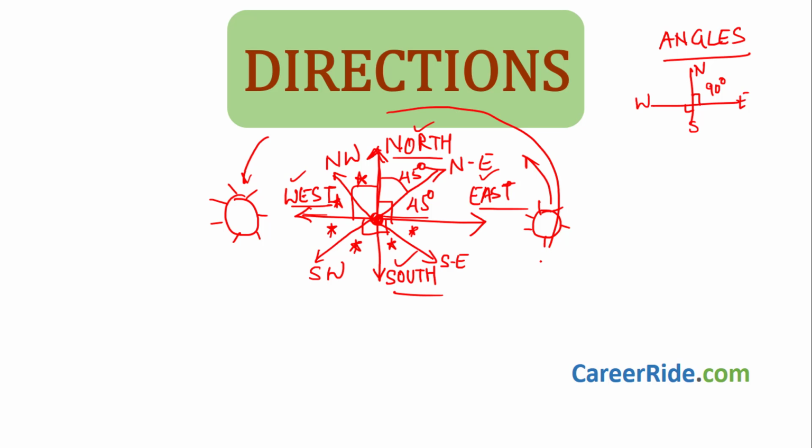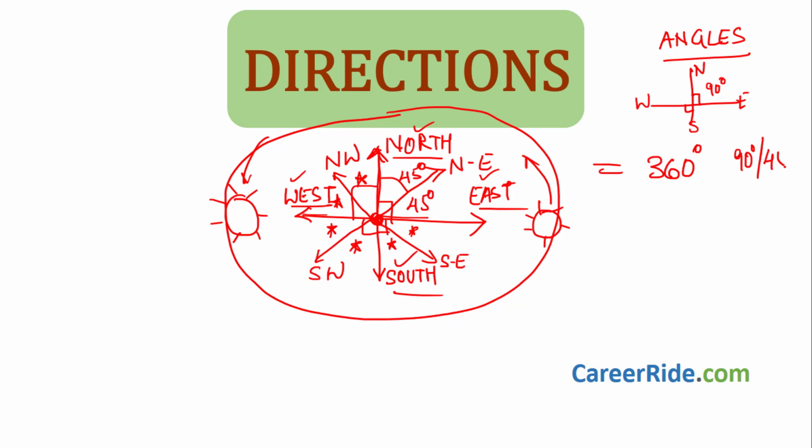The total angle, if you start from north and come back to north, would be 360 degrees. Out of that, between north and east, the angle is 90 degrees, and each of the subordinate directions makes 45 degrees with the main 4 directions. So remember this, angles are 90 degrees and 45 degrees. This is very useful when we are solving sums, because we would be given the angle in which the turn has been made by a person, and depending on that we have to find the direction.